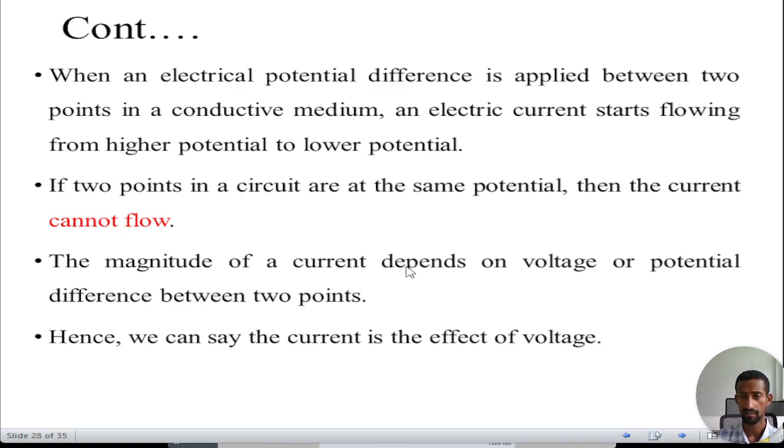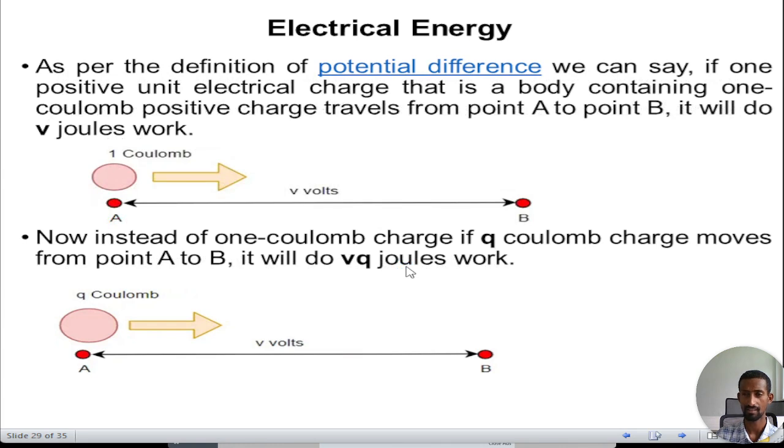The other parameter is electrical energy. What is electrical energy? As per the definition of potential difference, if one positive unit electrical charge, that is a body containing one coulomb of positive charge, travels from point A to point B, it will do some work. Let me show you by using this.